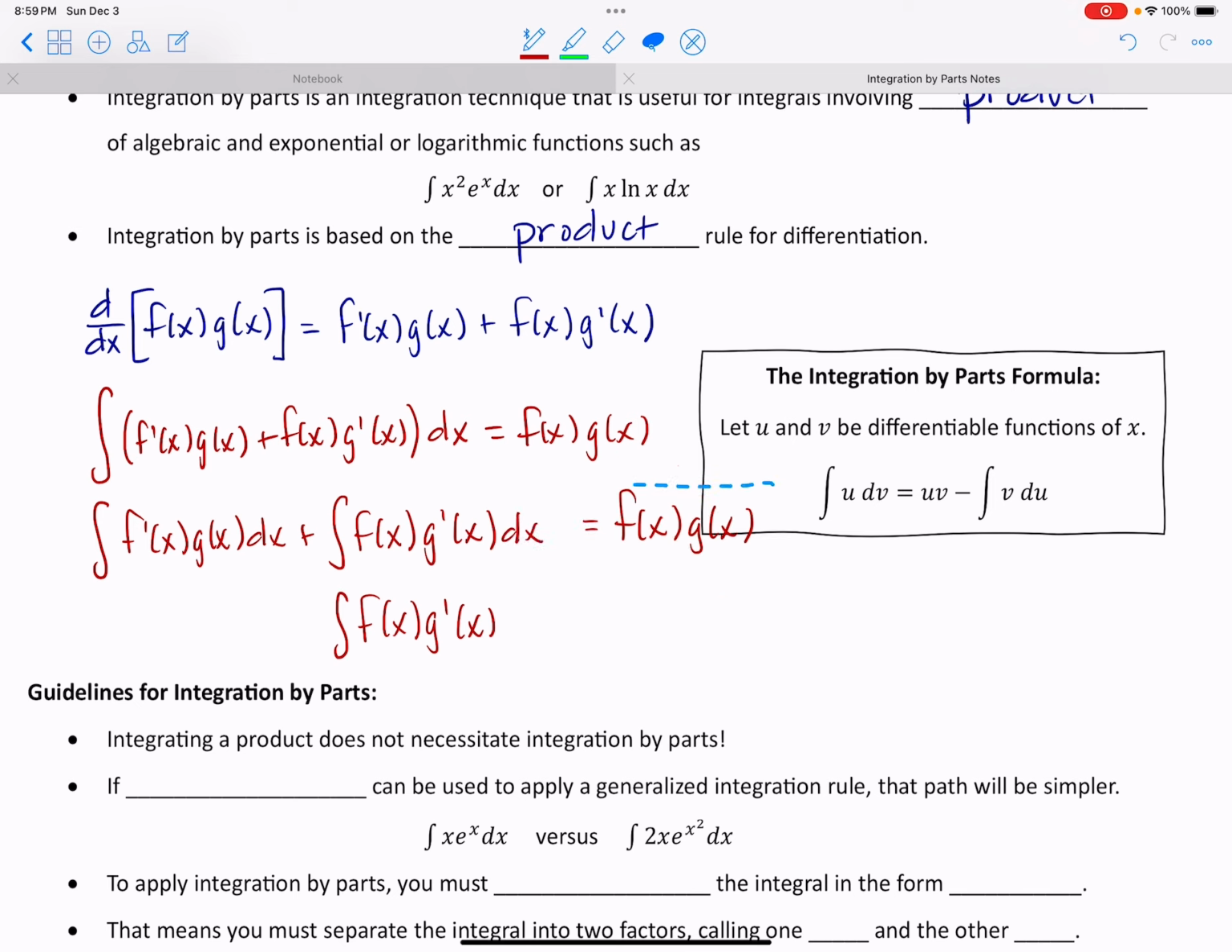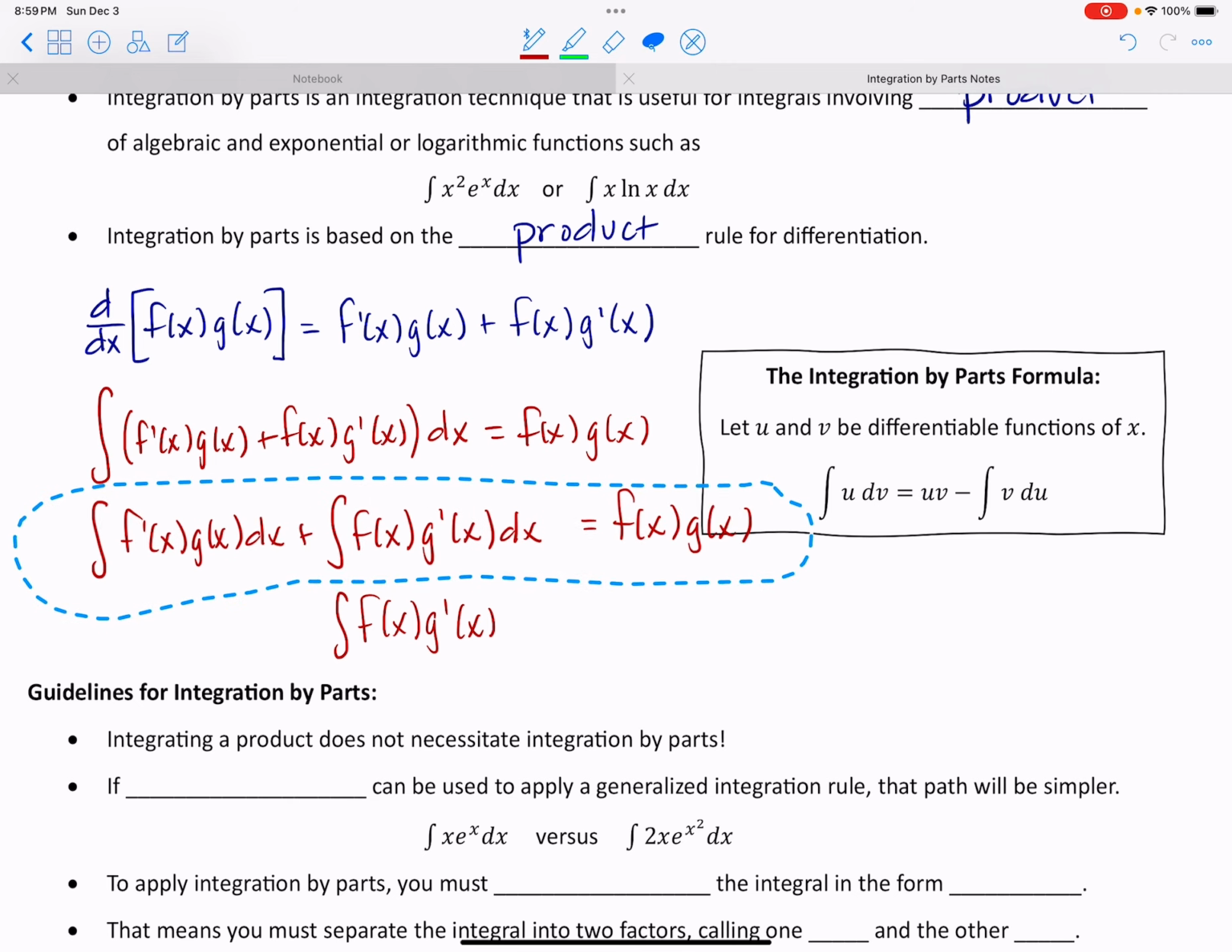And now I've got to scoot all this over because I have OCD issues.